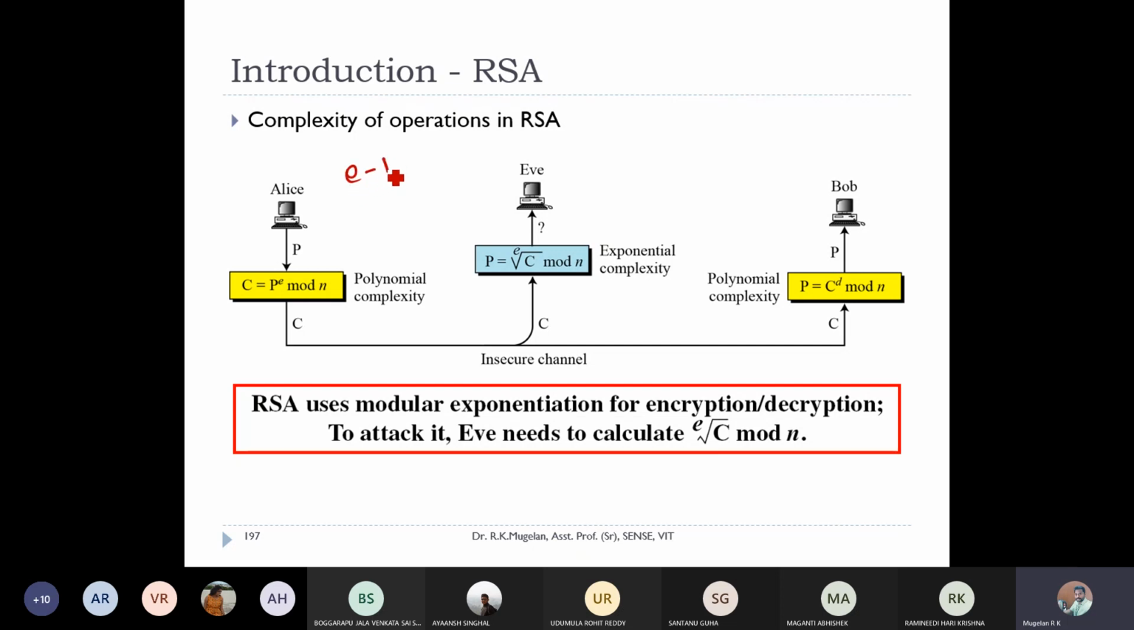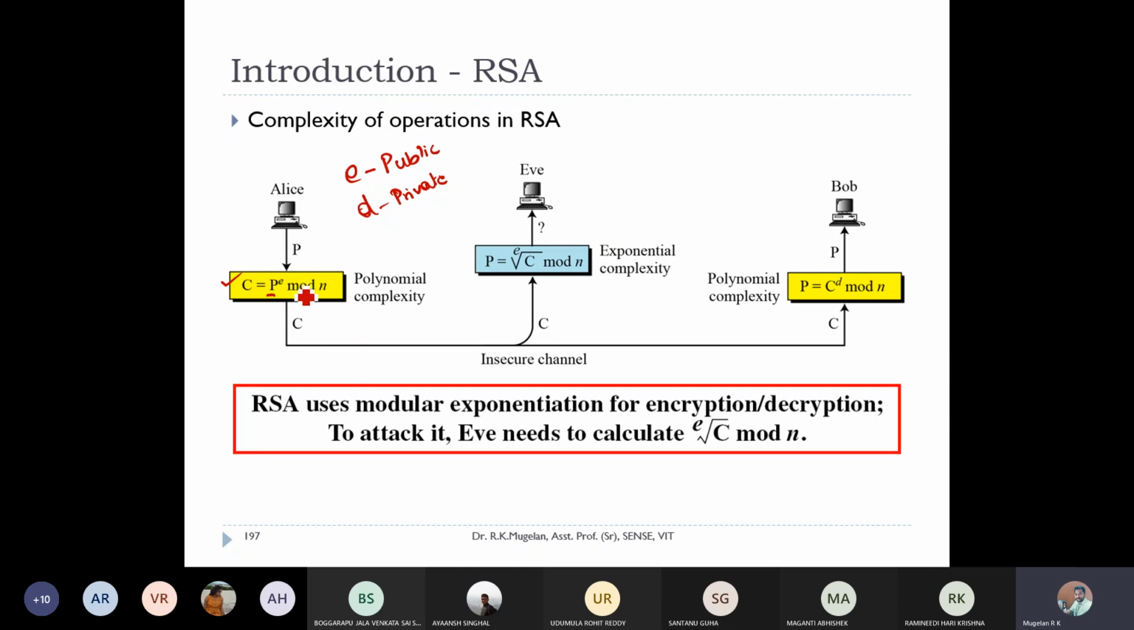E is nothing but my public key, and D is nothing but my private key. Here the exponentiation function is used for both encryption and decryption. You can see the ciphertext is computed using the plain text, and as I said, everything will be in terms of integers. So your public key, private key, everything will be an integer. Plain text will also be an integer.